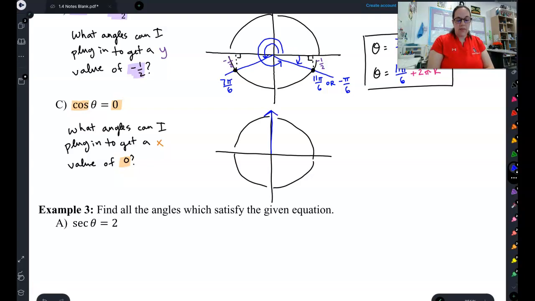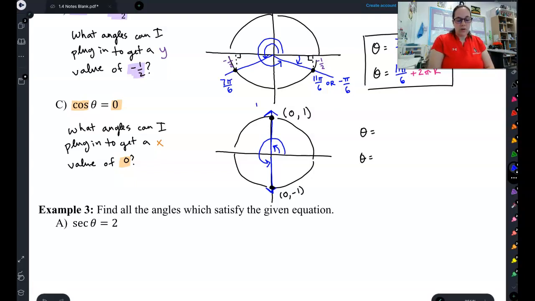I have this one right here. This has an x value of 0 and a y value of positive 1. And I have this one down here. This one has an x value of 0 and a y value of negative 1. So I have this angle and that angle. They both have an x value of 0. Now remember, I still got to do all angles. So I need to figure out what these are and then add 2 pi k to it.